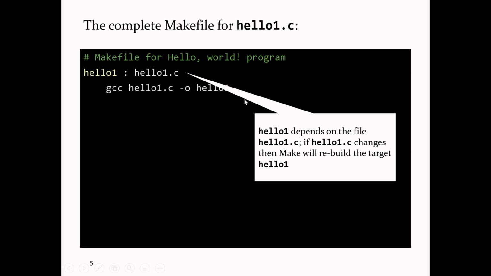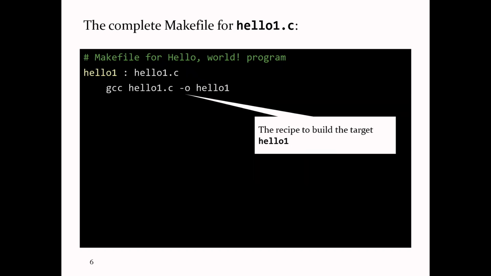The next line is just the recipe that you use to build the target. So how do I compile the program? Well, it's just gcc hello1.c -o hello1. This name here does not need to match that name there. This is just the recipe that you're going to use to build. This name can be anything. So that's a very simple Makefile.